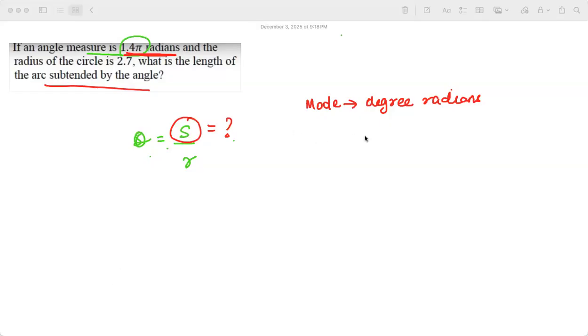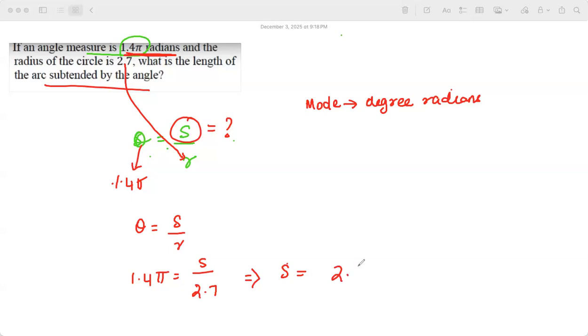Parvini, that is right. Sahil has his answer as well. Okay, so basically it's just plugging in here. If the angle is 1.4 pi, the radius of the circle is 2.7. So theta equals s by r, 1.4 pi equals s, which is what we need to find out, by 2.7, right? So basically it's just plugging in. 2.7 times 1.4 pi, I did that. Yes, 11.875.